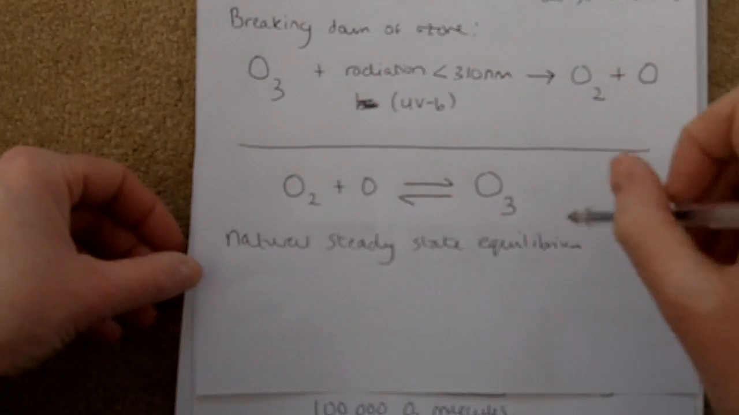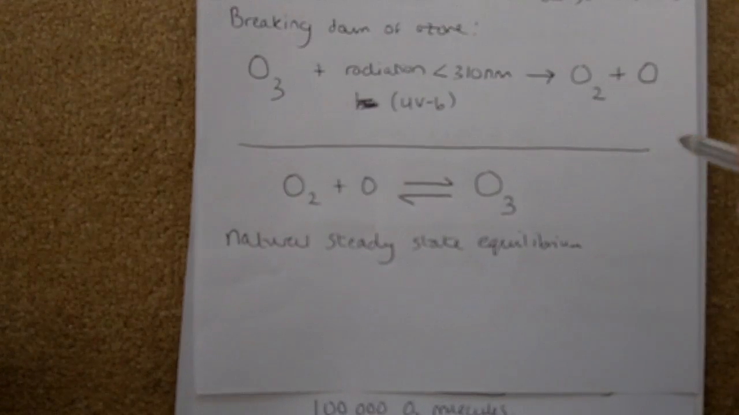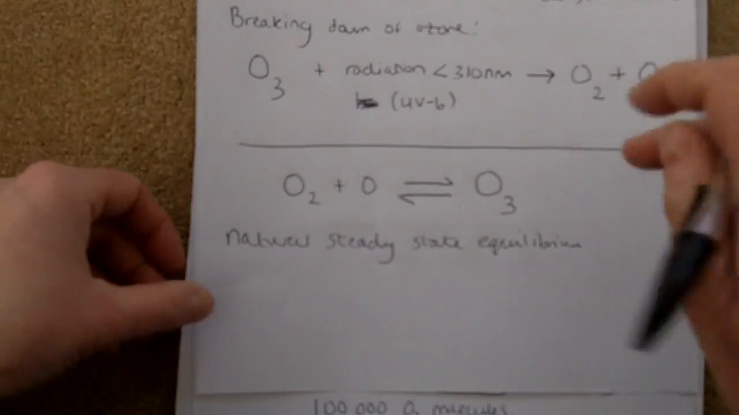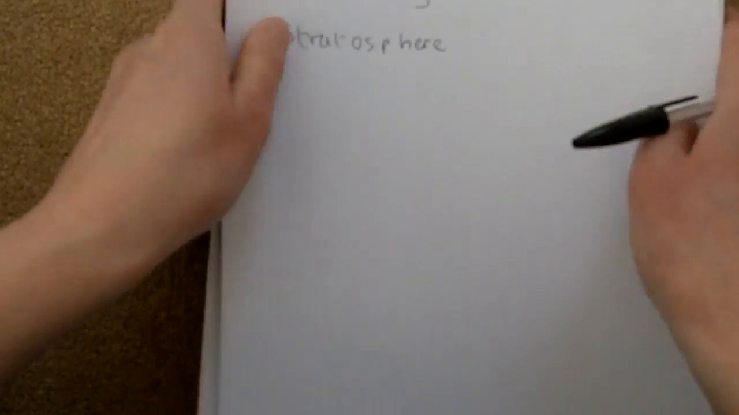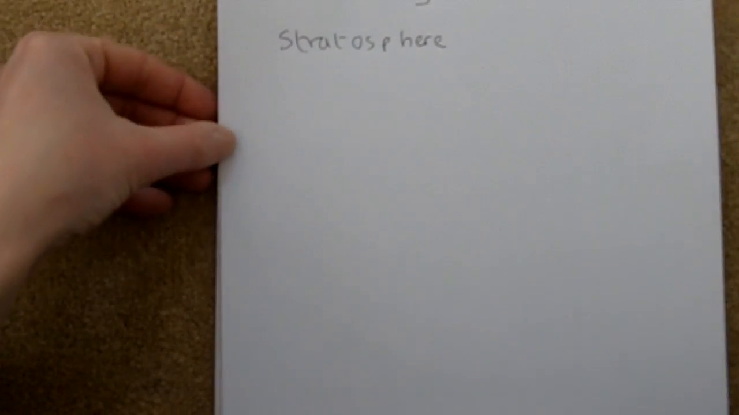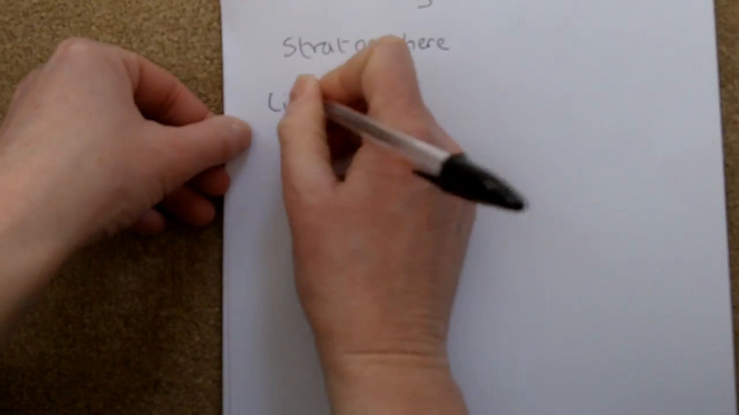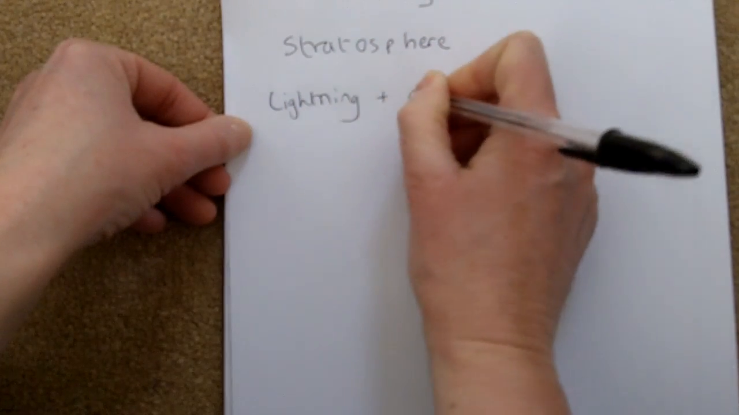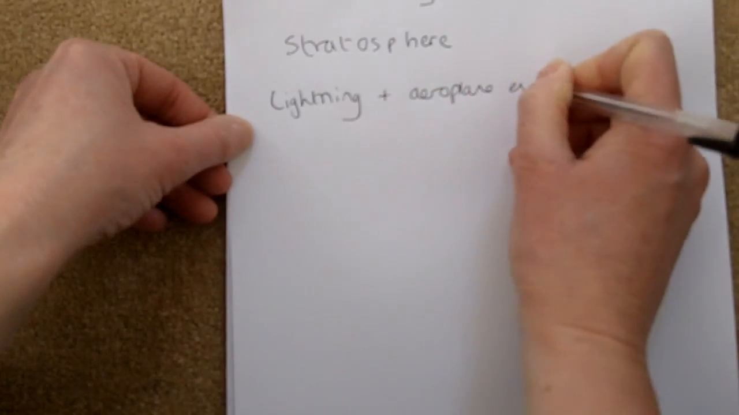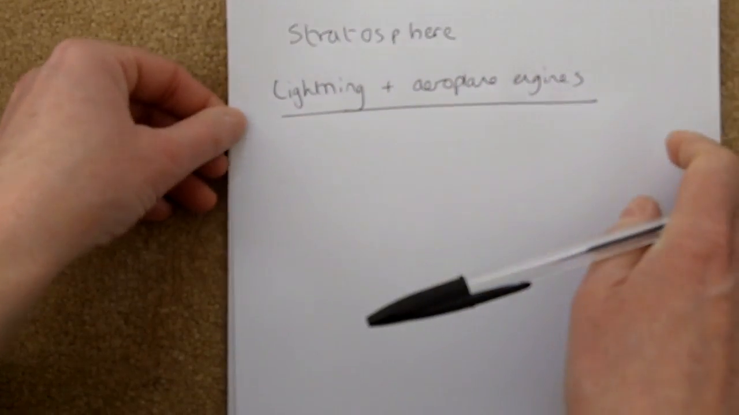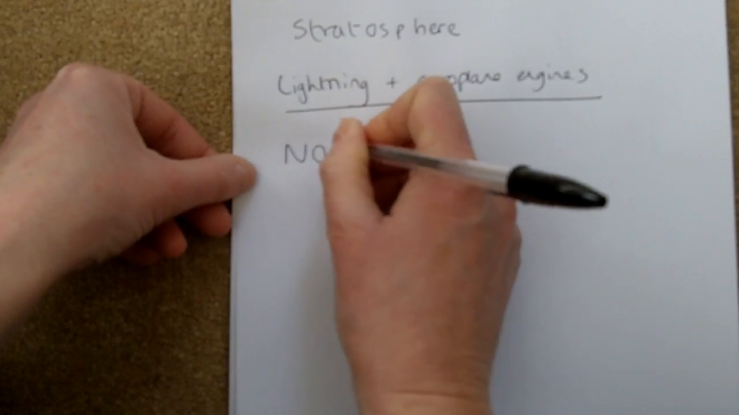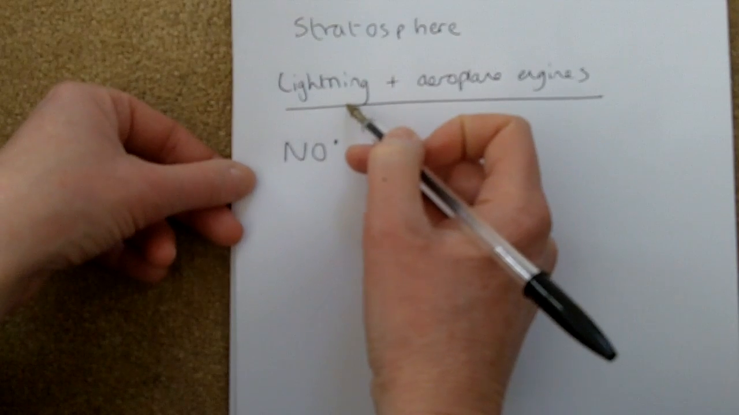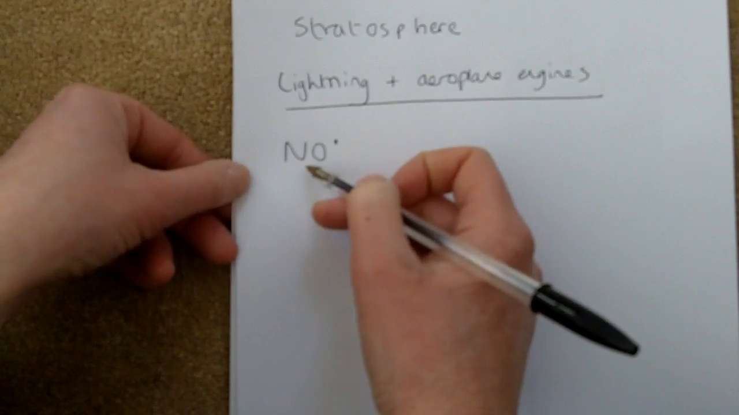So CFCs are the main chemicals that deplete the ozone layer. There's another chemical as well. The other pollutant that depletes the ozone layer comes from lightning, and there's nothing we can do about that, and from aeroplane engines, and that is the NO radical. Lightning acts on the nitrogen and oxygen in the air and causes the NO radical.